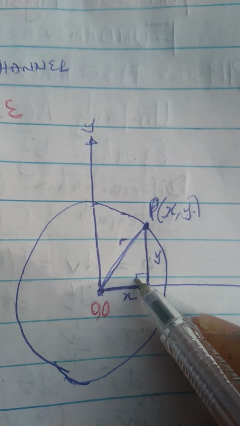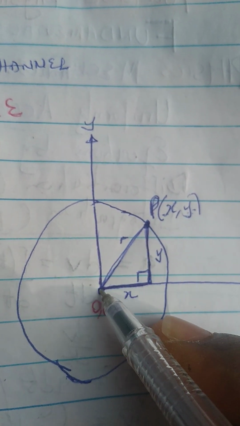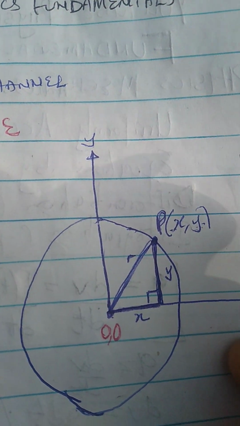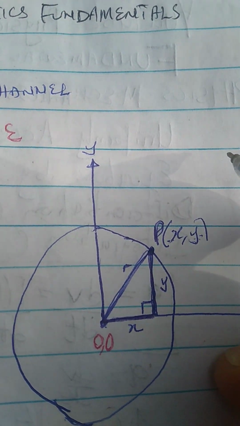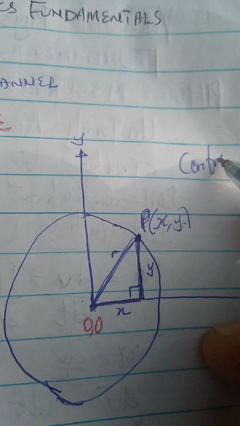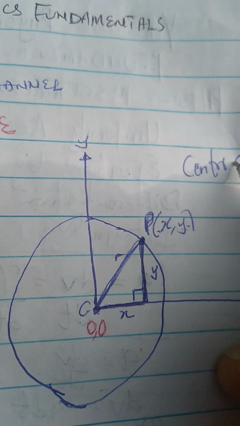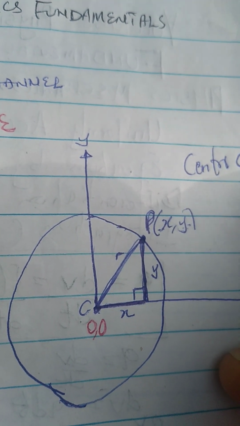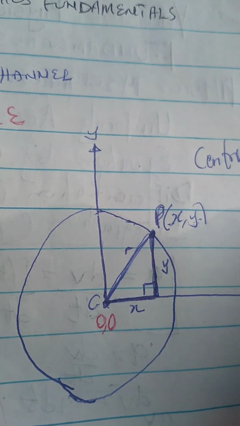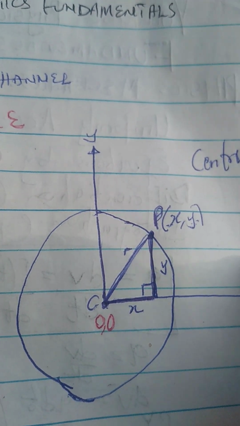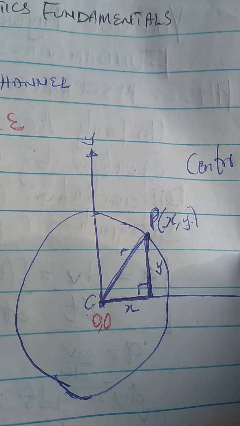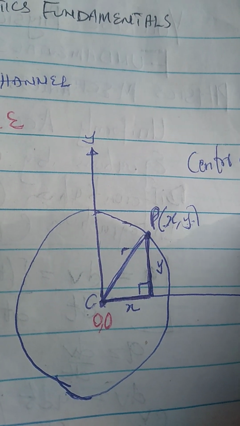We can see that inside this circle now, we have a right angle triangle. So the circle we are dealing with now is the circle whose center C is located at the origin of the Cartesian coordinate system. Now, if we bring this right angle triangle out, we have x and we have y perpendicular to each other, and the hypotenuse of that right angle triangle is the radius of the circle.